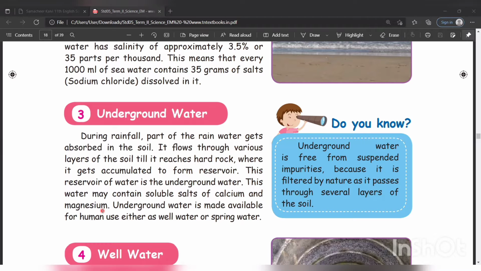Calcium salts and magnesium salts are present in plenty in this water. Underground water is made available for human use either as well water or spring water.